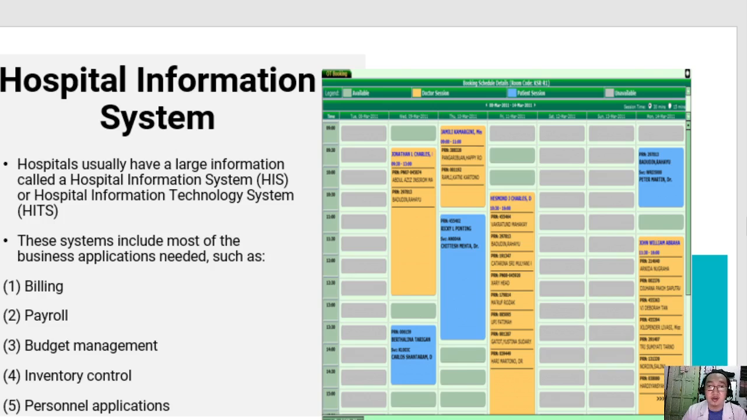Not only direct or indirect nursing care, patient care, and quality care, but also administration tasks like billing, payroll, budgeting, inventory, personnel or staffing applications. Nursing applications programs are typically part of your HIS, or hospital information system. Hospitals usually have large information systems called the hospital information system or hospital information technology system. It differs from one institution to another.